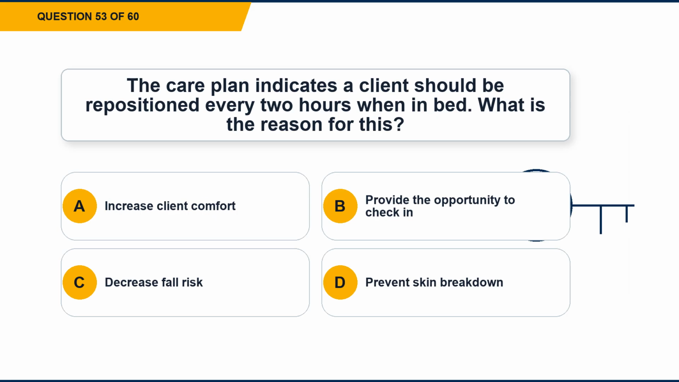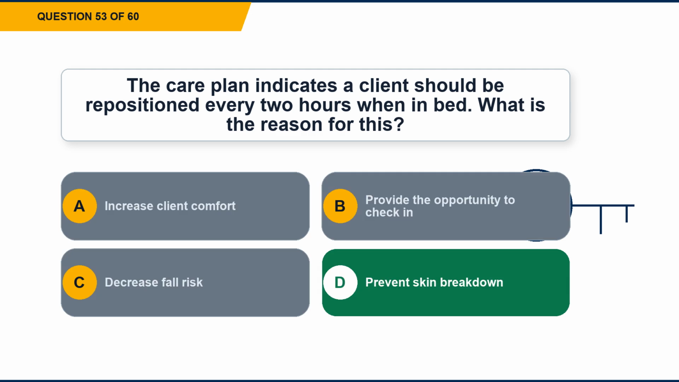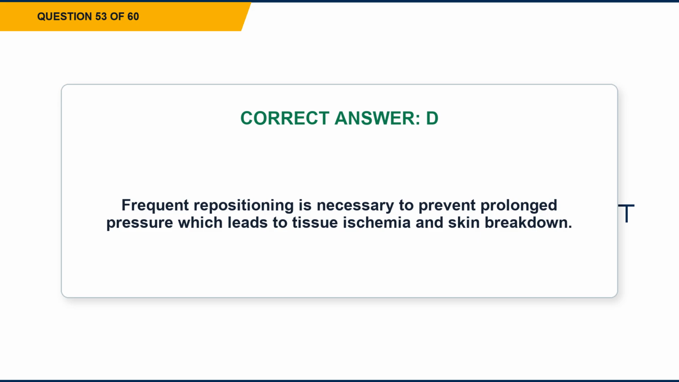Question 53. The care plan indicates a client should be repositioned every 2 hours when in bed. What is the reason for this? Option A, increase client comfort. Option B, provide the opportunity to check in. Option C, decrease fall risk. Option D, prevent skin breakdown. The correct answer is option D, prevent skin breakdown. Explanation. Frequent repositioning is necessary to prevent prolonged pressure which leads to tissue ischemia and skin breakdown.